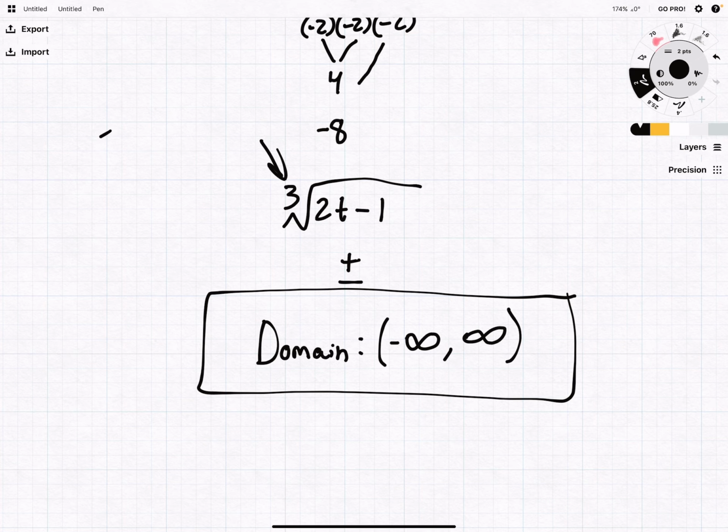So the domain of the cubed root of 2t minus 1 is pretty much all real numbers, just negative infinity to positive infinity.